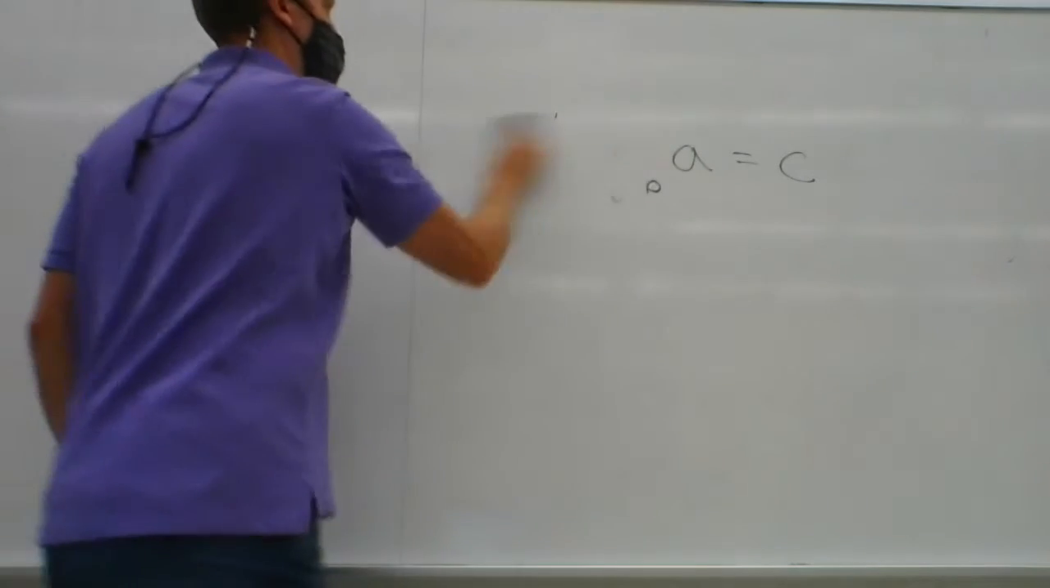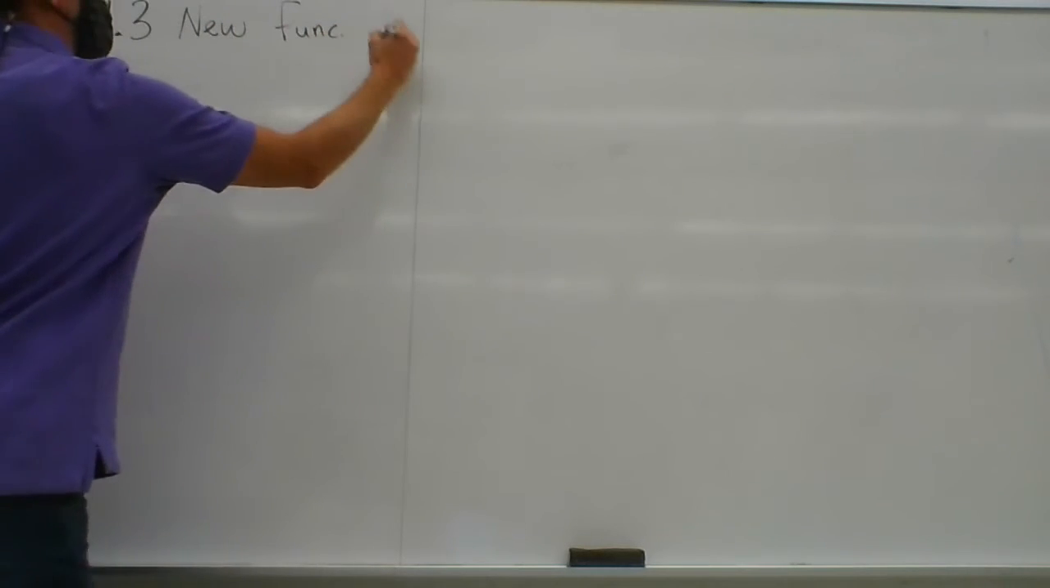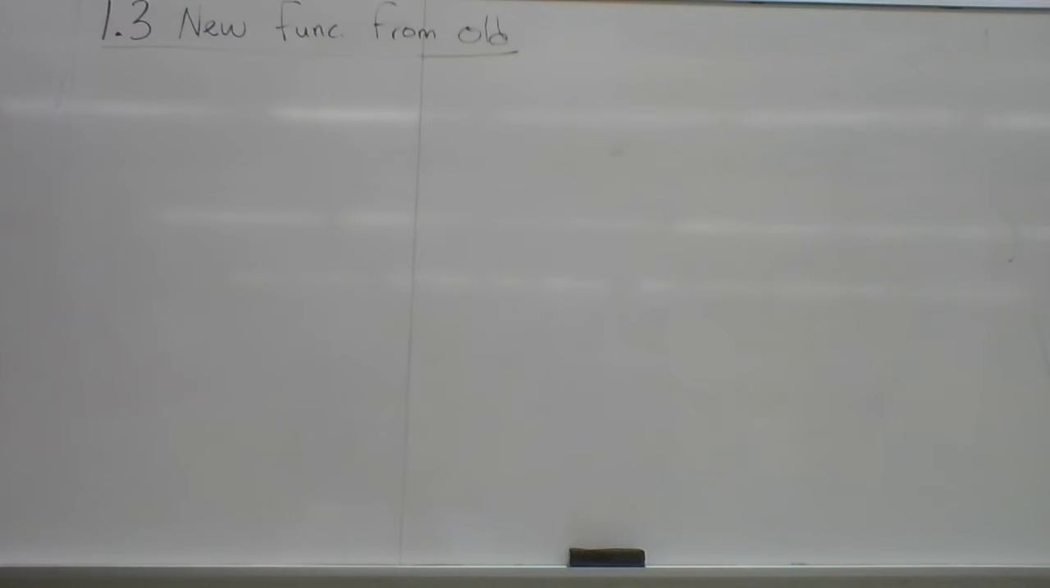Just as a reminder, the homework for 1.1 and 1.2 is due tomorrow night at midnight. Section 1.3, which is what we're going to get into now, is not due till next Thursday. Section 1.3 is on getting new functions from old functions. This is where things start getting a bit messier. We're going to work with algebraic functions and transcendental functions, and with combining them together in different ways. So this is new functions from old, and hopefully it's going to be pretty straightforward for us.